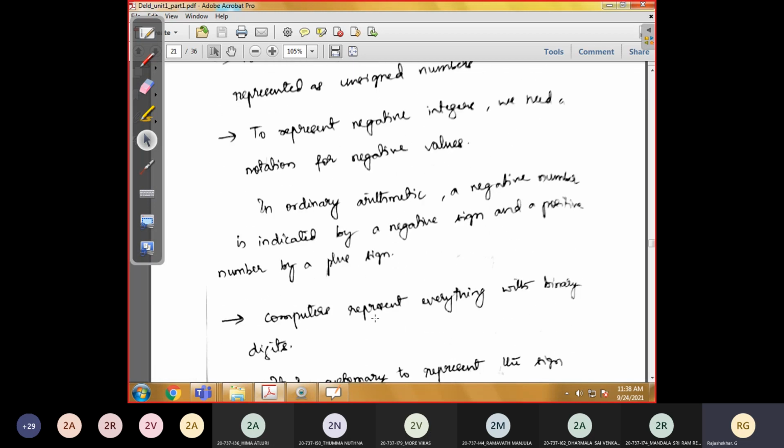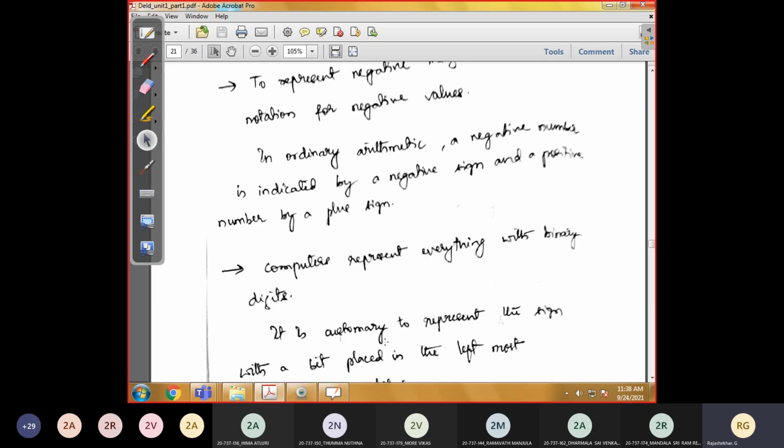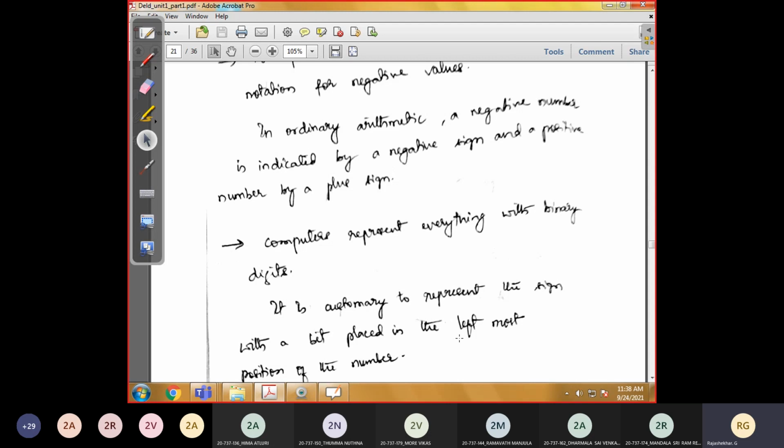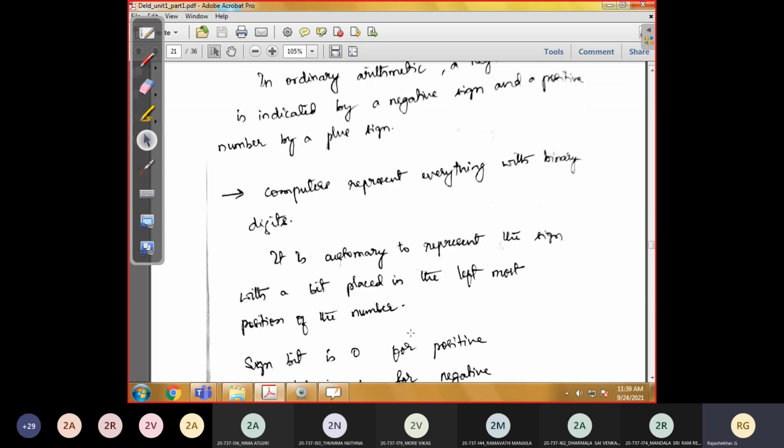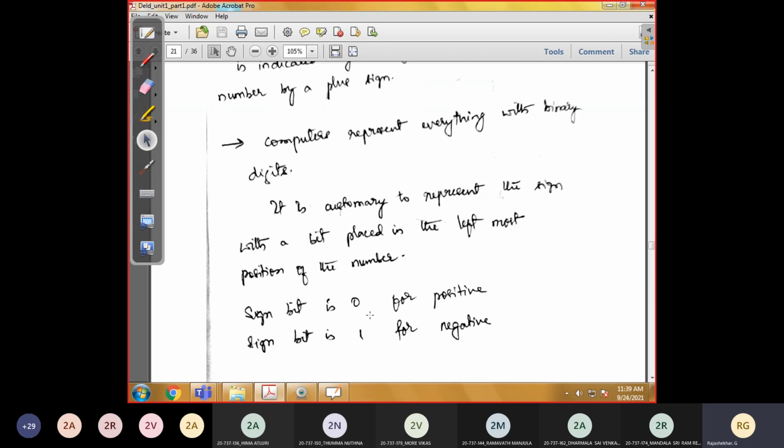Computers represent everything with binary bits. So it is customary to represent the sign with a bit placed in the leftmost position. The leftmost digit of the binary number is used for representing the sign of the number. Whenever the leftmost digit is 0, the number is positive. If the leftmost digit is 1, the number is negative. That is the normal convention we follow: sign bit 0 is for positive and sign bit 1 is for negative numbers.